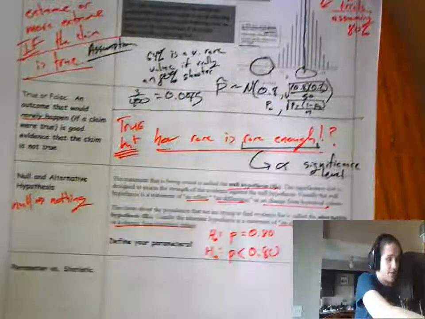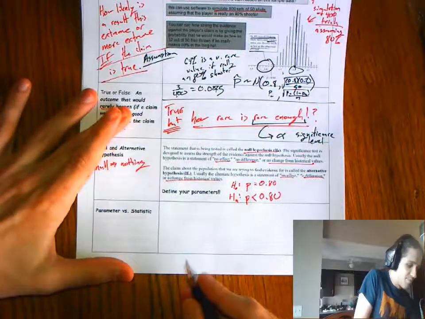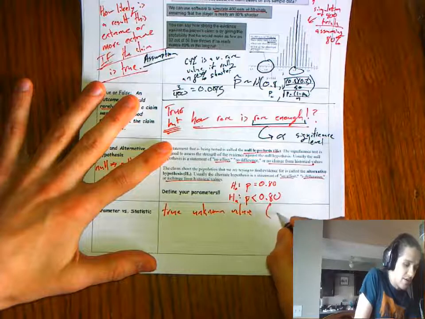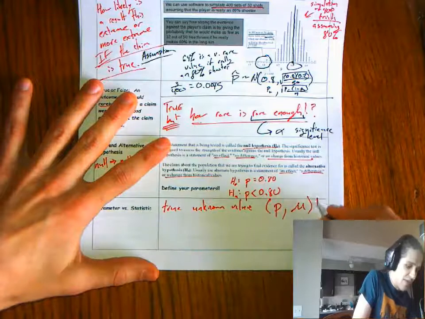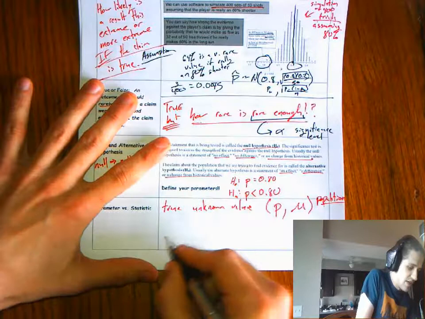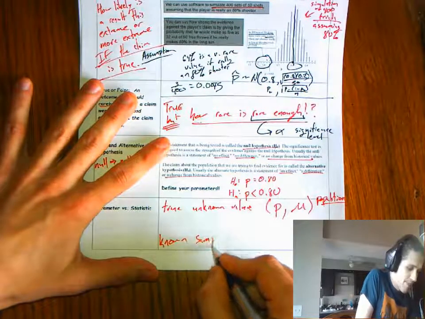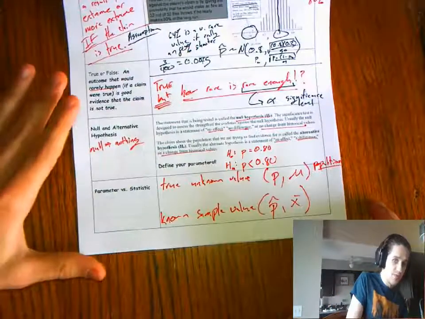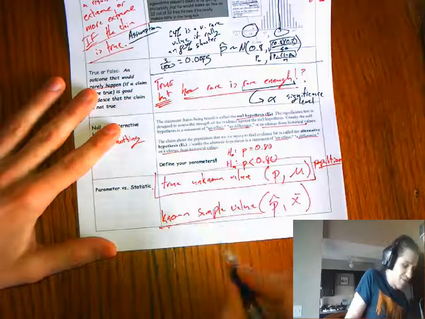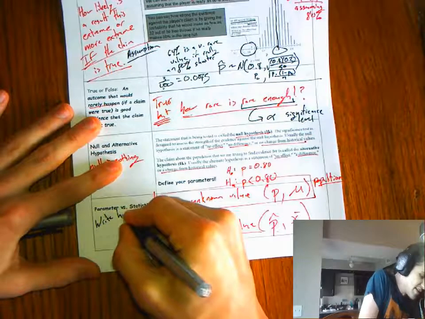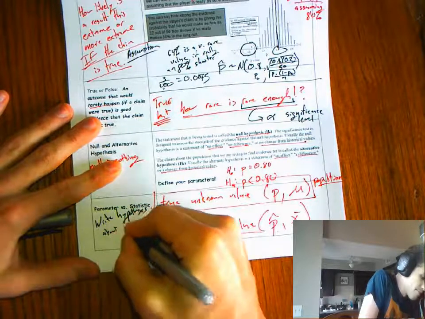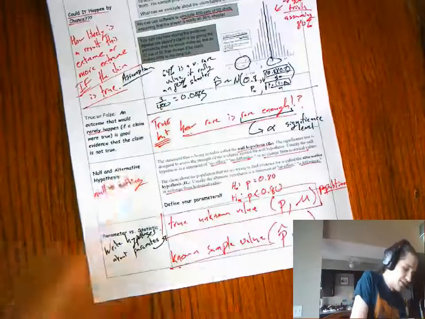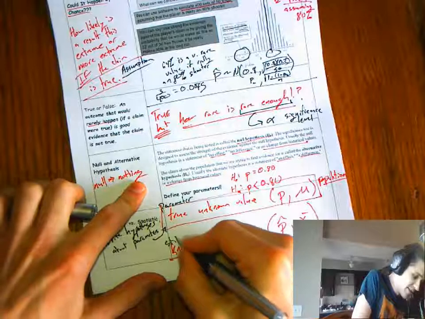Parameter versus statistic. Last little thing on this page. Your parameter, that's your true unknown value. And here, that's going to be, again, our p or our mu. Again, that comes from the population. Versus the known sample value. That'll either be a p-hat or an x-bar. So we know about the samples. We write hypotheses about the parameters. We don't need to make any hypotheses about the sample statistics because we can go find them. So again, these are the parameter and these are the statistics.